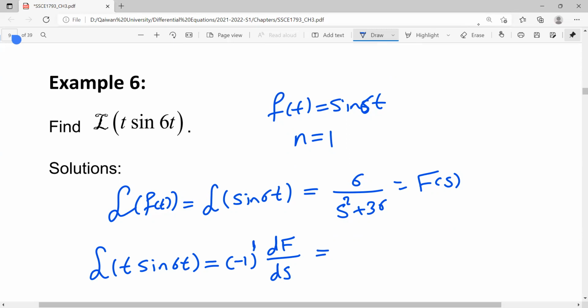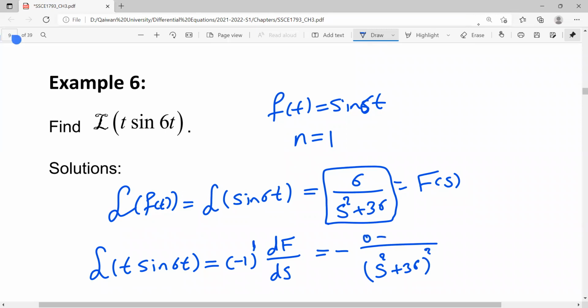Minus 1 to the power 1 is minus. Derivative of this function with respect to s: you say denominator squared, s squared plus 36 squared, and then denominator times derivative of the numerator, which is 0, minus numerator, which is 6, multiplying by derivative of the denominator.